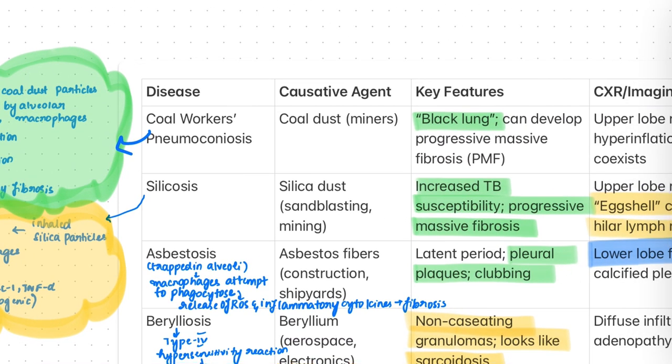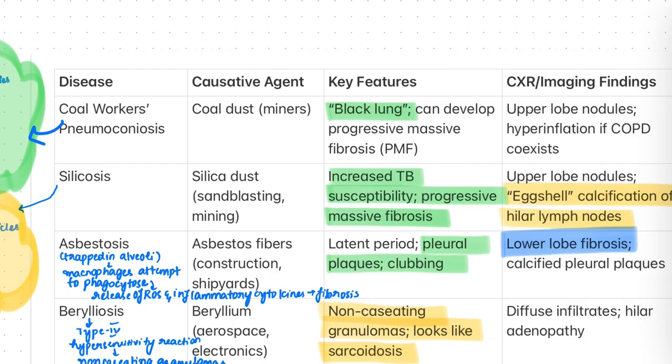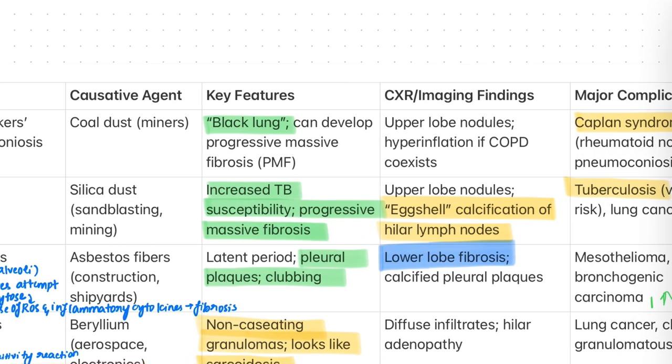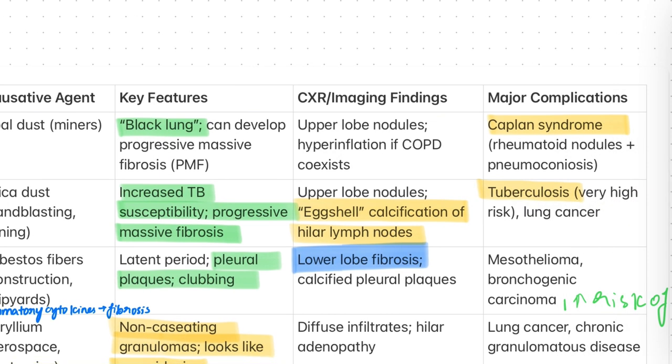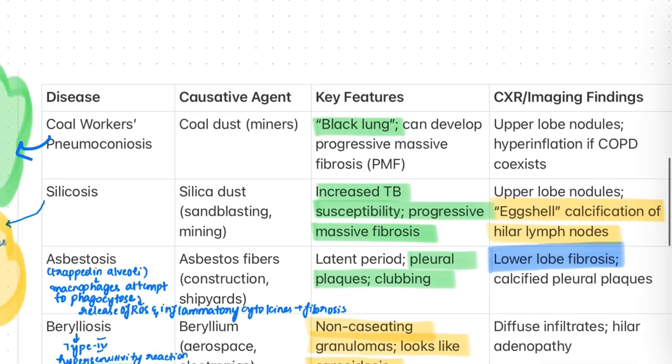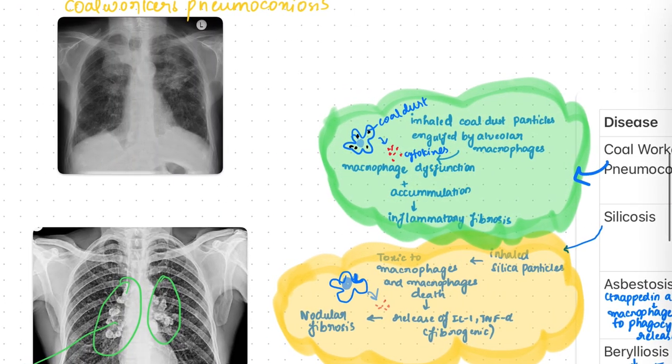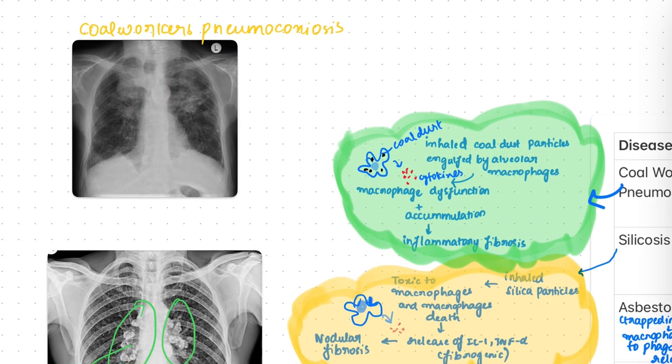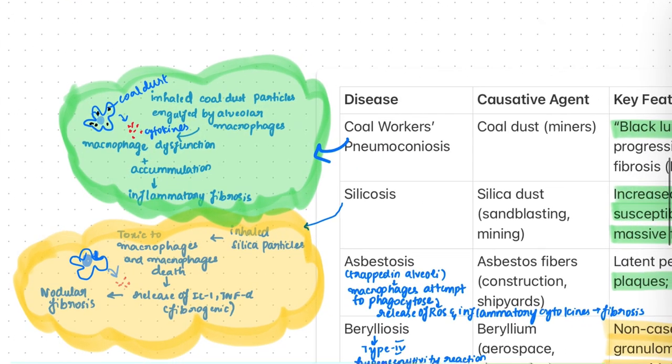The key features are black lung, and they can also develop progressive massive fibrosis because of the release of cytokines. There will be fibrosis. Next is chest x-ray. On imaging we can see upper lobe nodules and also hyperinflation if there is any coexisting COPD. The major complication is Kaplan syndrome, where there is coexistence of both rheumatoid nodules along with the pneumoconiosis. So this is Kaplan syndrome. In this x-ray picture we can see upper lobe nodules in Coal Workers Pneumoconiosis.